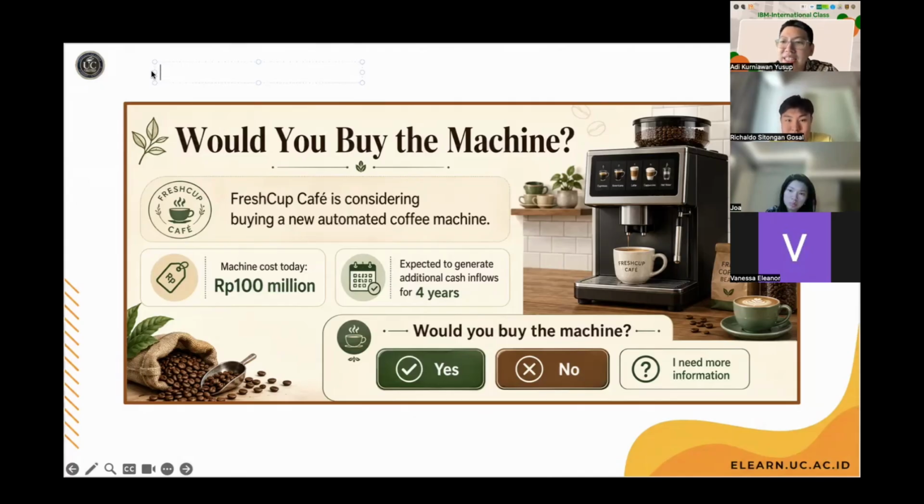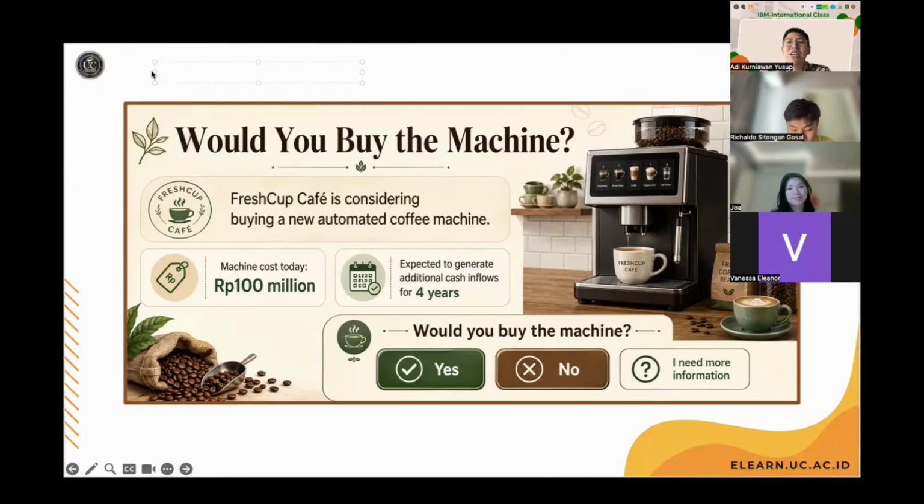Okay, Joa? Yeah, I think it's too expensive, mister, because to get back the money we spent for that machine, we have to do our business for 4 years. I think it's too expensive. So your decision is no. Yeah, I would buy another machine that is cheaper. Okay, as long as the machine costs lower, you will purchase. But at 100 million, you will not purchase.